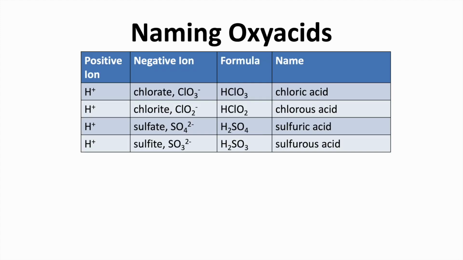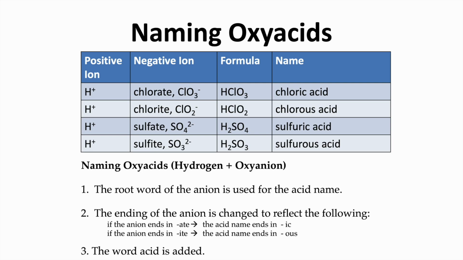The other type of acid are oxyacids, which is just hydrogen combining with an oxyanion. So we're still going to use the root word of the anion for the acid name. The ending of the name, though, changes depending on what type of anion it is. So if the anion ends in ATE, you change the ending for the acid to IC. If the anion ends in ITE, you change the end of the acid name to OUS. And of course, add the word acid to the end.